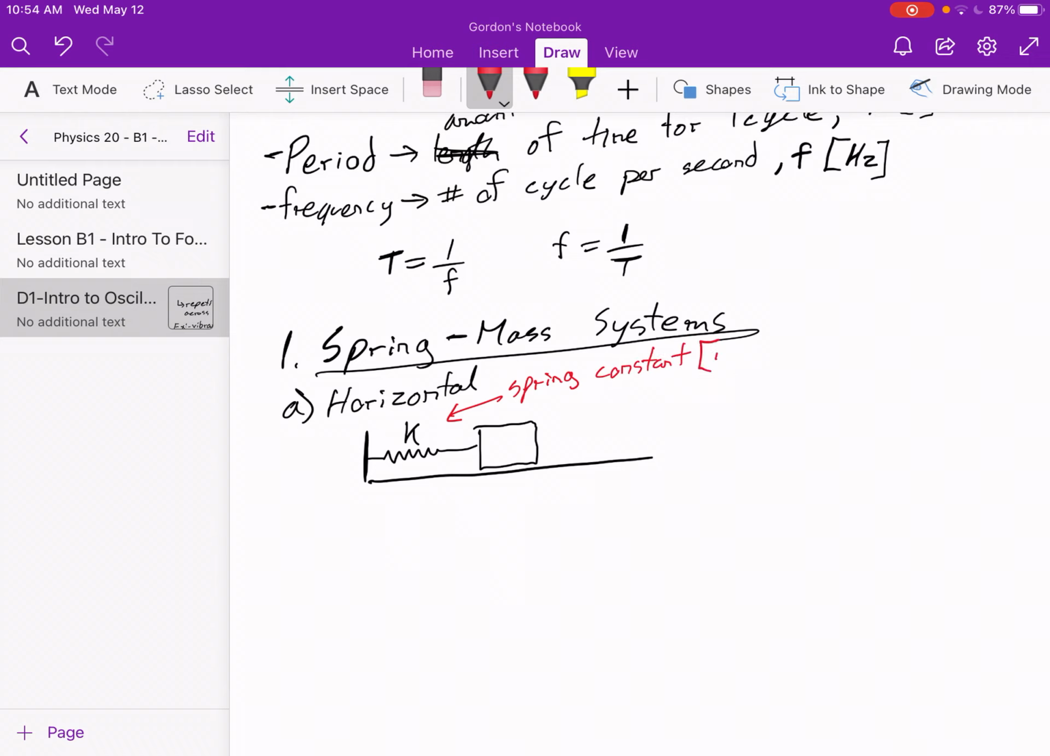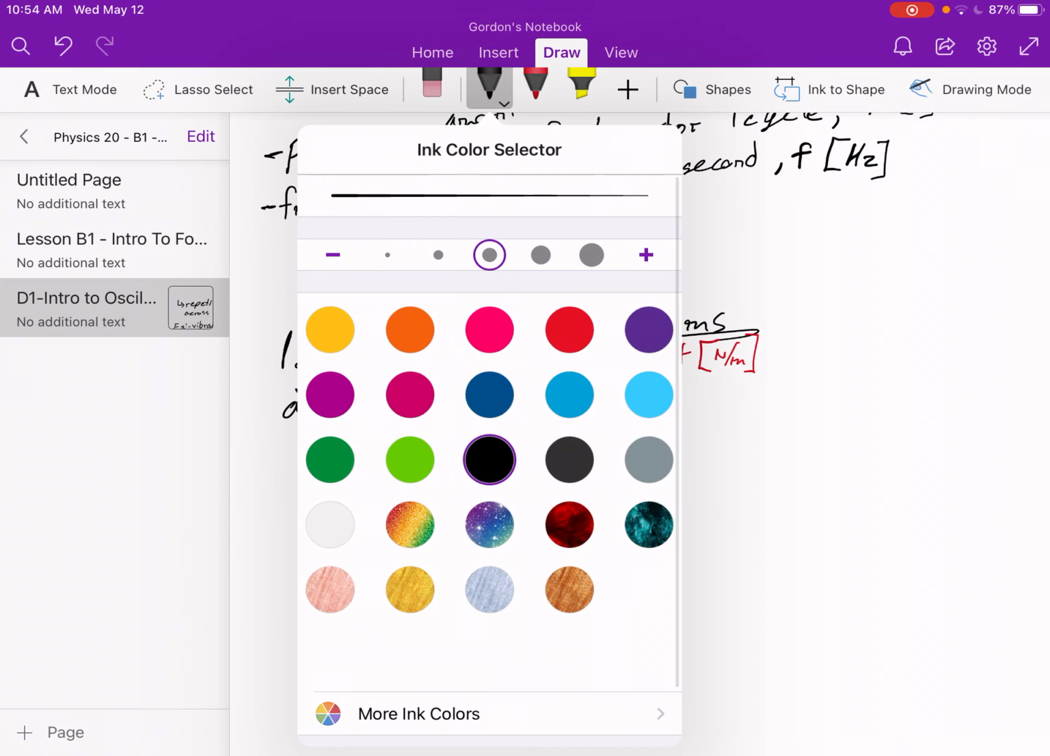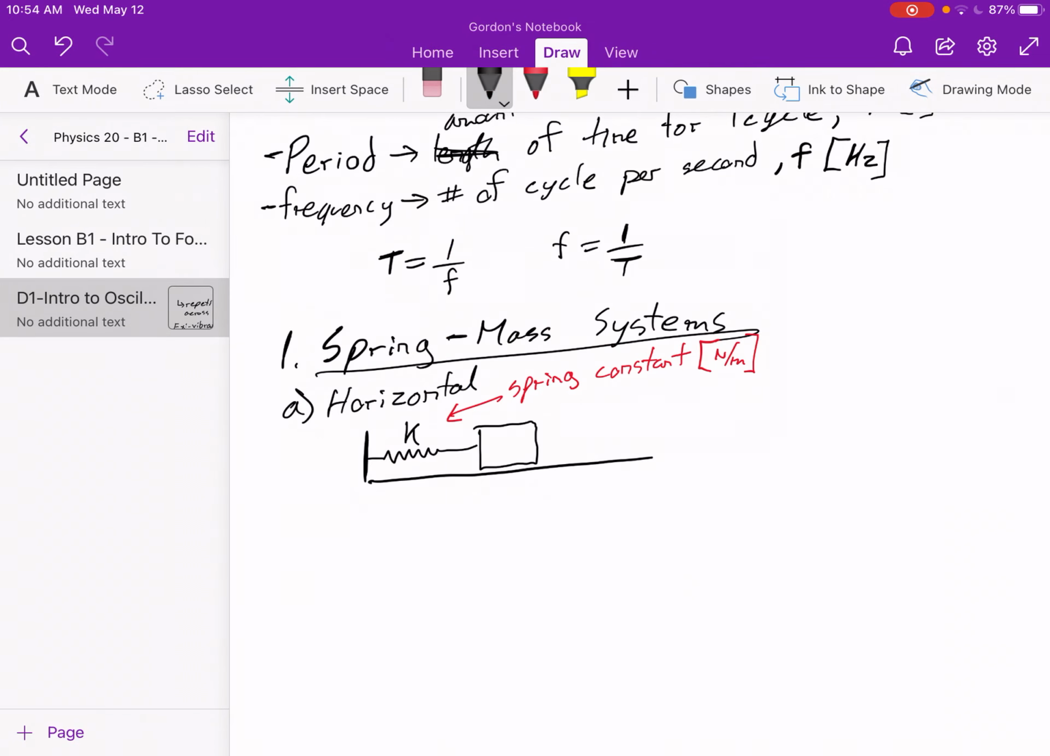And the spring constant is something that we measure in newtons per meter. It's basically a measure of how stiff the spring is. Does it take a lot of force to stretch the spring, or is it easy to stretch? That's what the spring constant measures. And then we've got an object with some sort of mass, and it is sitting at our equilibrium point here.